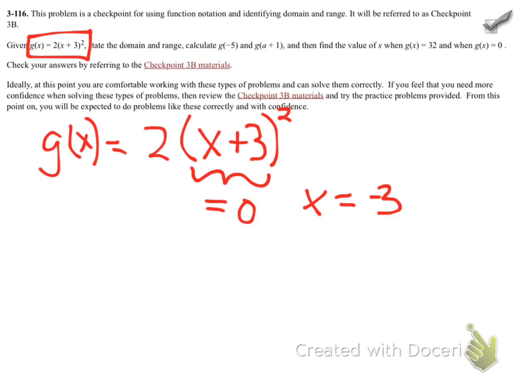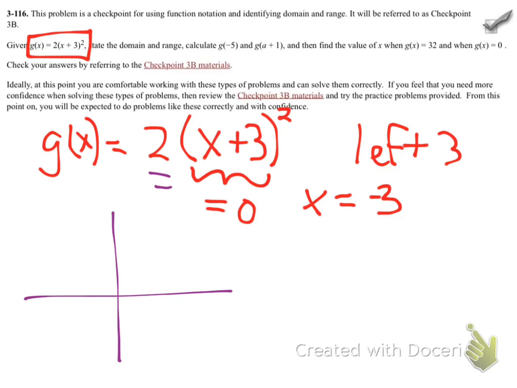That tells me that this parabola has been shifted to the left 3. There was no k value, so it has not been moved up or down, and it's vertically stretched by a factor of 2. So a real quick sketch on this one means it'd be shifted to the left 3, my vertex is right there, and stretched.